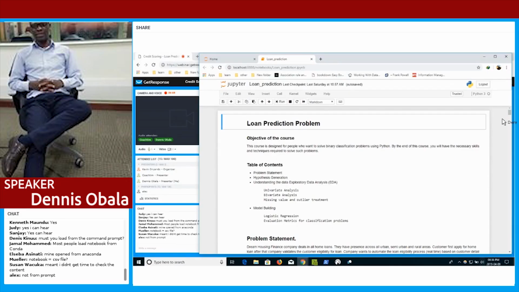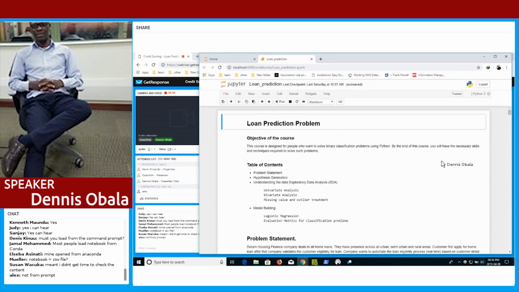The loan prediction problem is a binary classification problem. Being a binary classification, it's either a 0 or a 1, or a yes or a no, or either a reject or accept, or head or tail and stuff like that.